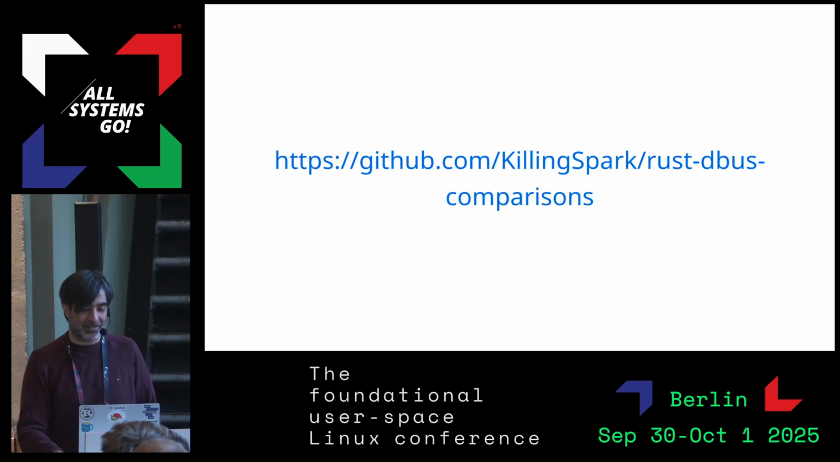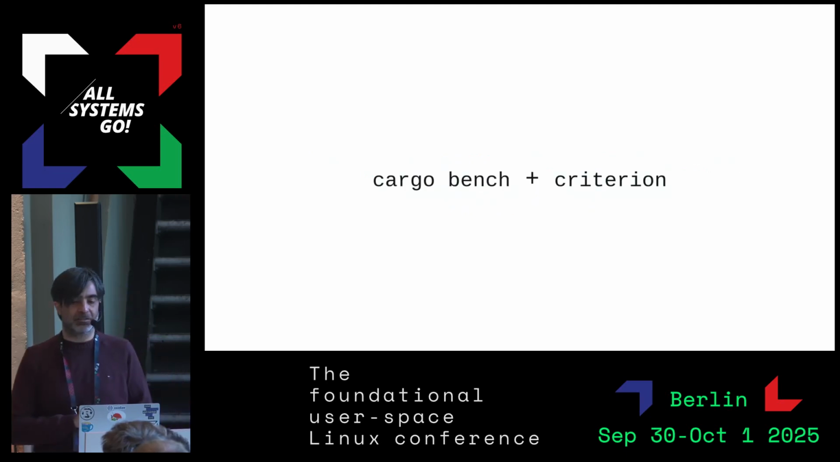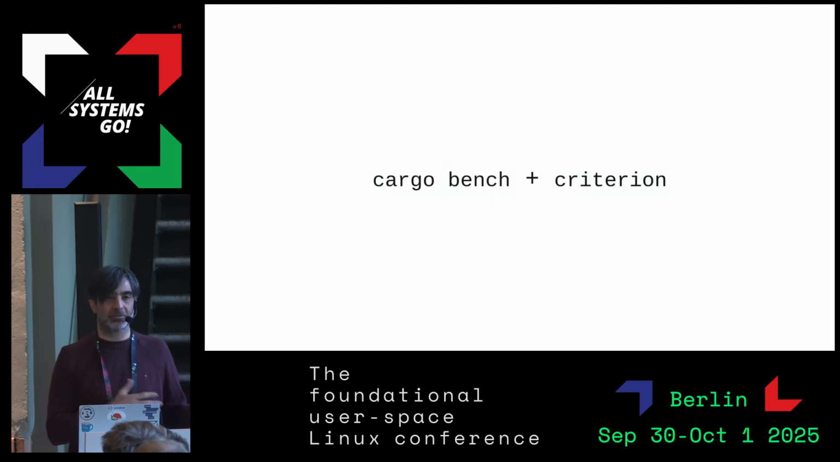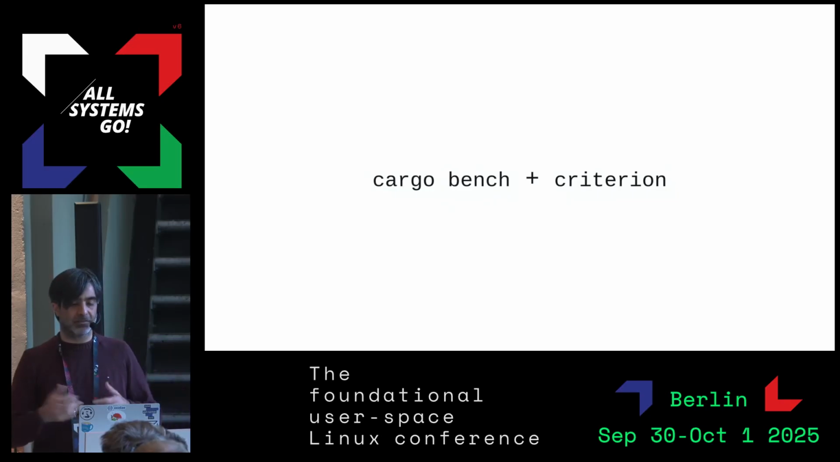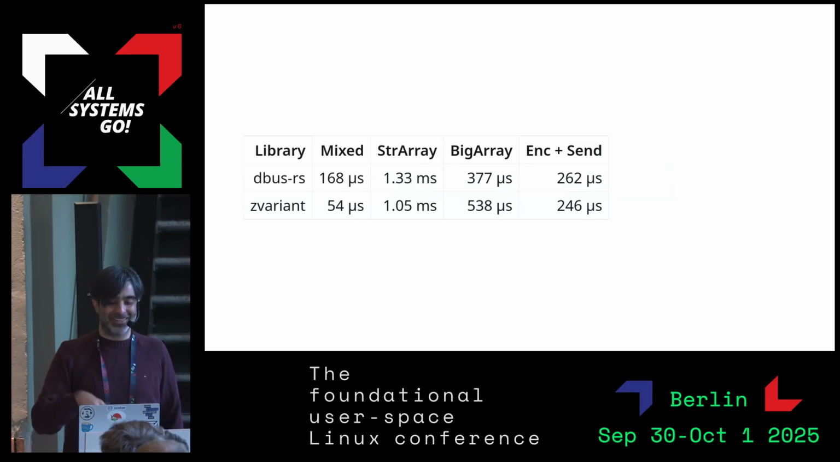Killing Spark created this comparison of all these different crates, which uses something called cargo bench. It is a benchmarking framework built into Cargo, the build system in Rust. And you can also use it with different kinds of benchmarking frameworks, like Criterion, which is the most common one. And they found out this. I'm not going to list all the implementations, since they didn't go anywhere, but only the ones that are actually used.